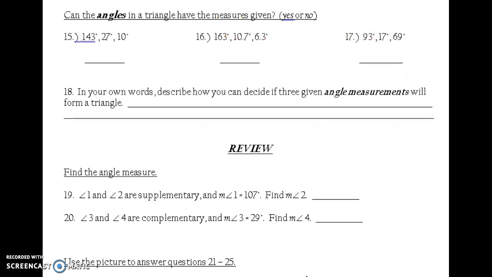Now, to see if the angles in a triangle have the measure given, you have to add them all together and see if they equal 180 degrees. So 143 plus 27 is 170, plus 10 is 180. So that is a triangle. 163 plus 10.7 is 173.7, plus 6.3 is 180. So that is a triangle.